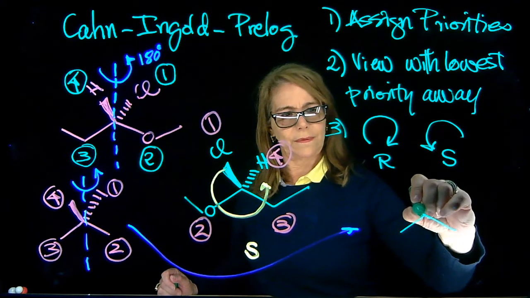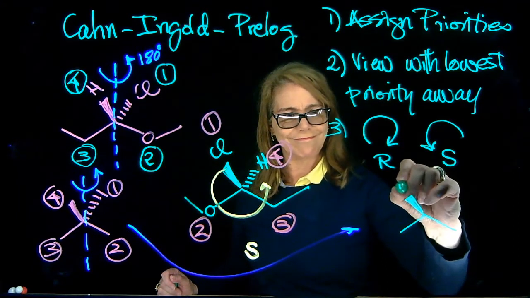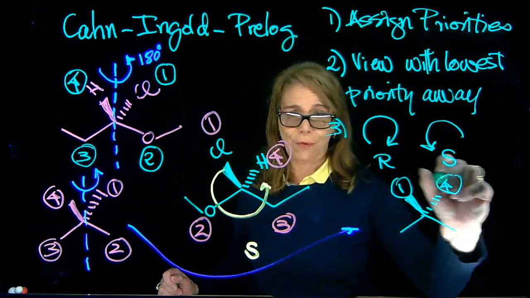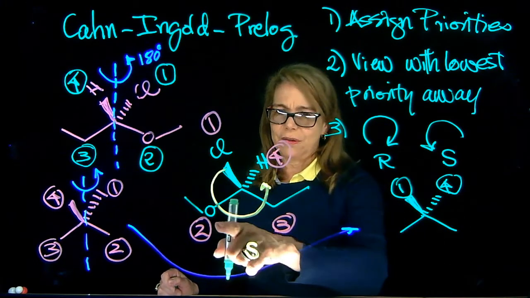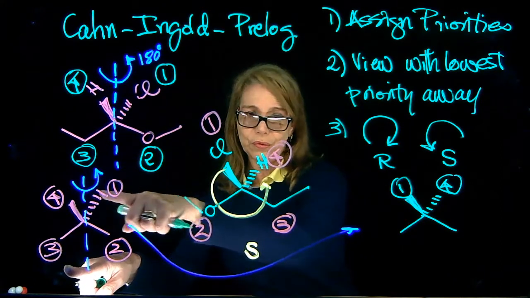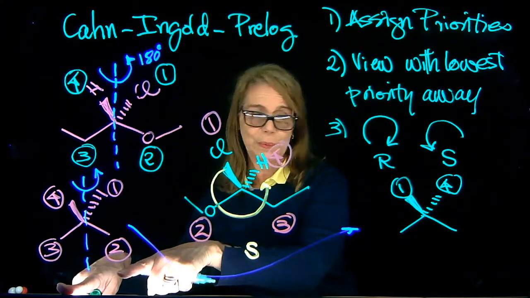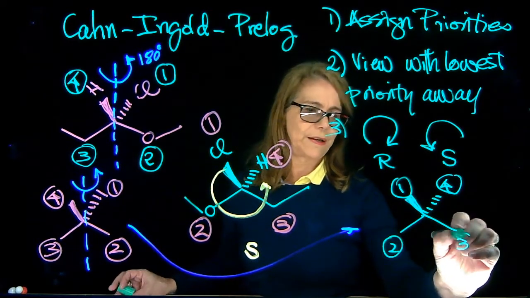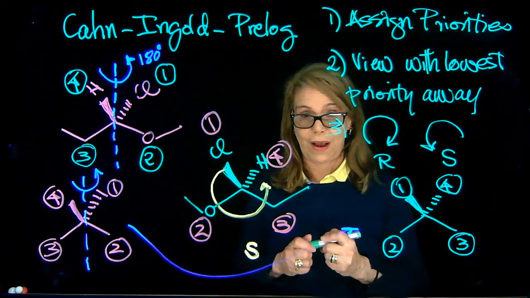I'm going to draw this now in the simplified version, which is now: this is going to be 1. This is going to be priority 4, see? And now these two are changing places. So I'm looking at that, see, from here, these two change places, these two change places. So now I'm going to have the 2 here and 3 here. So this is just a simplified drawing.